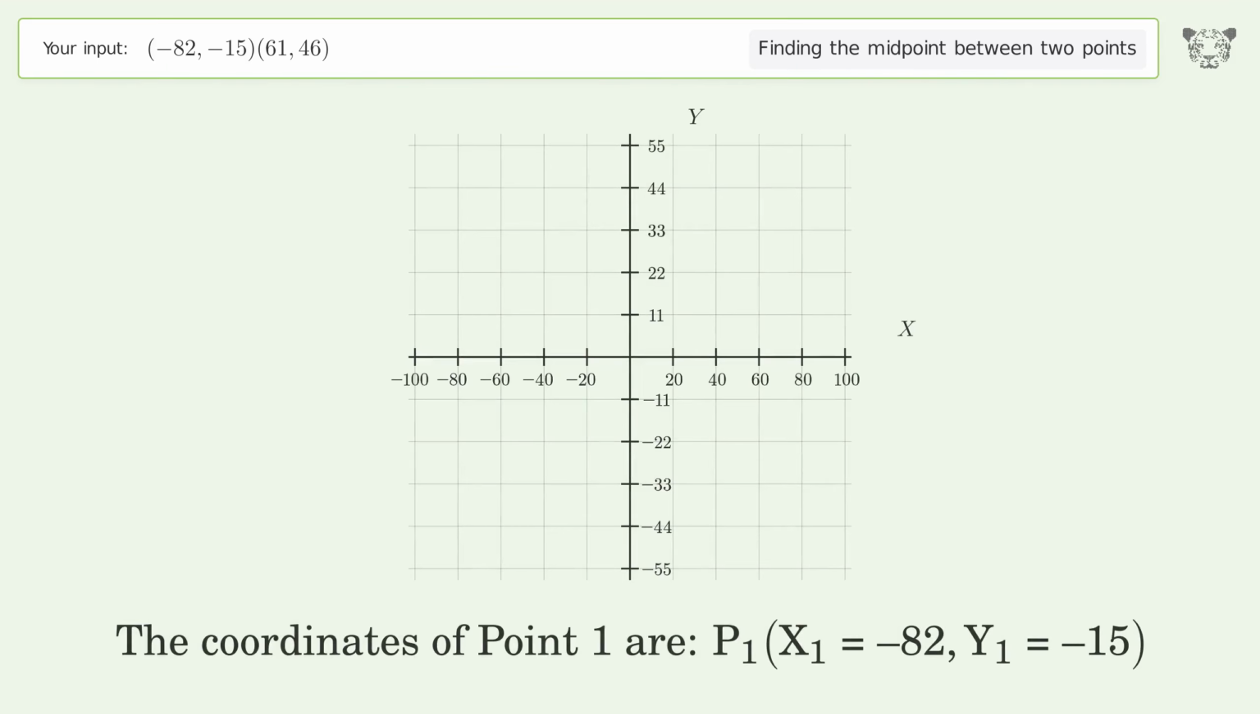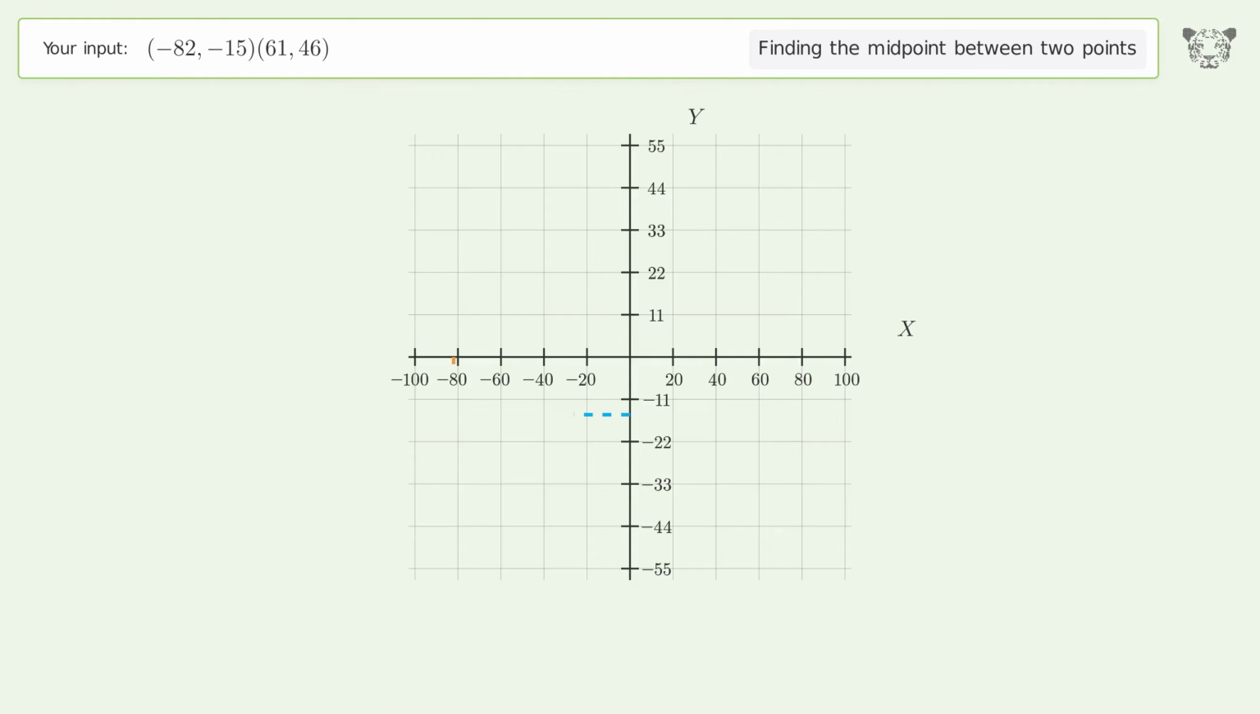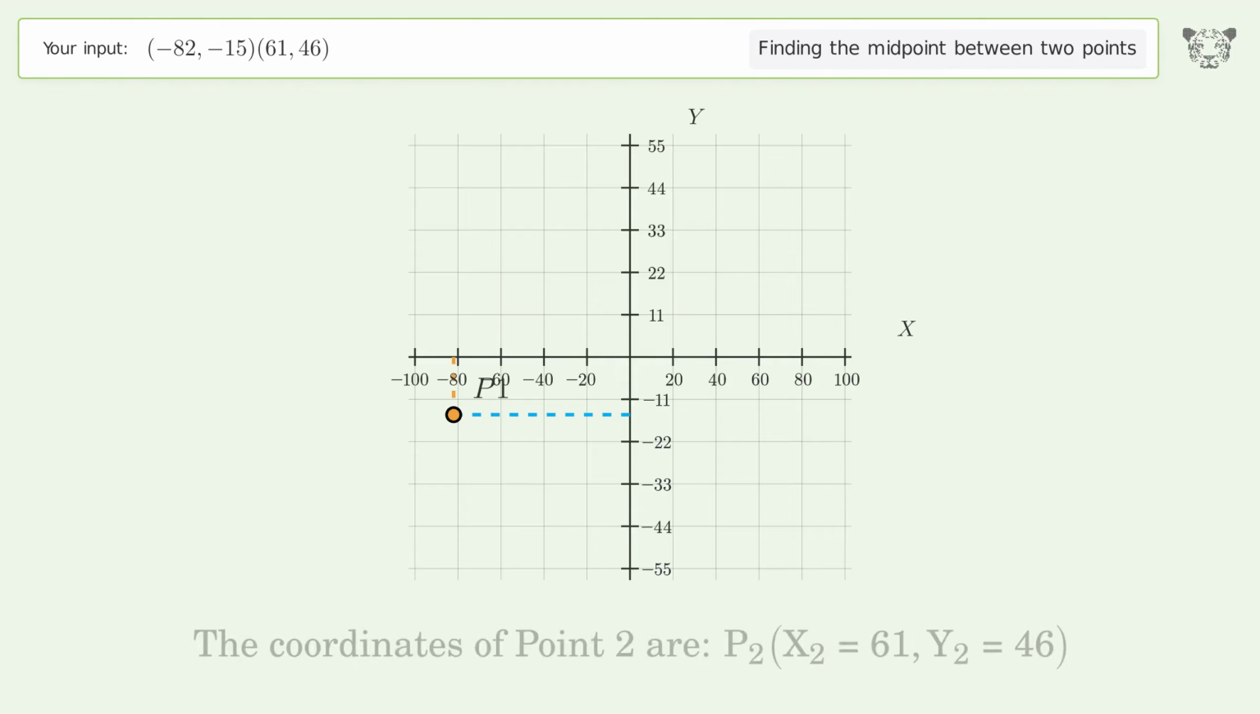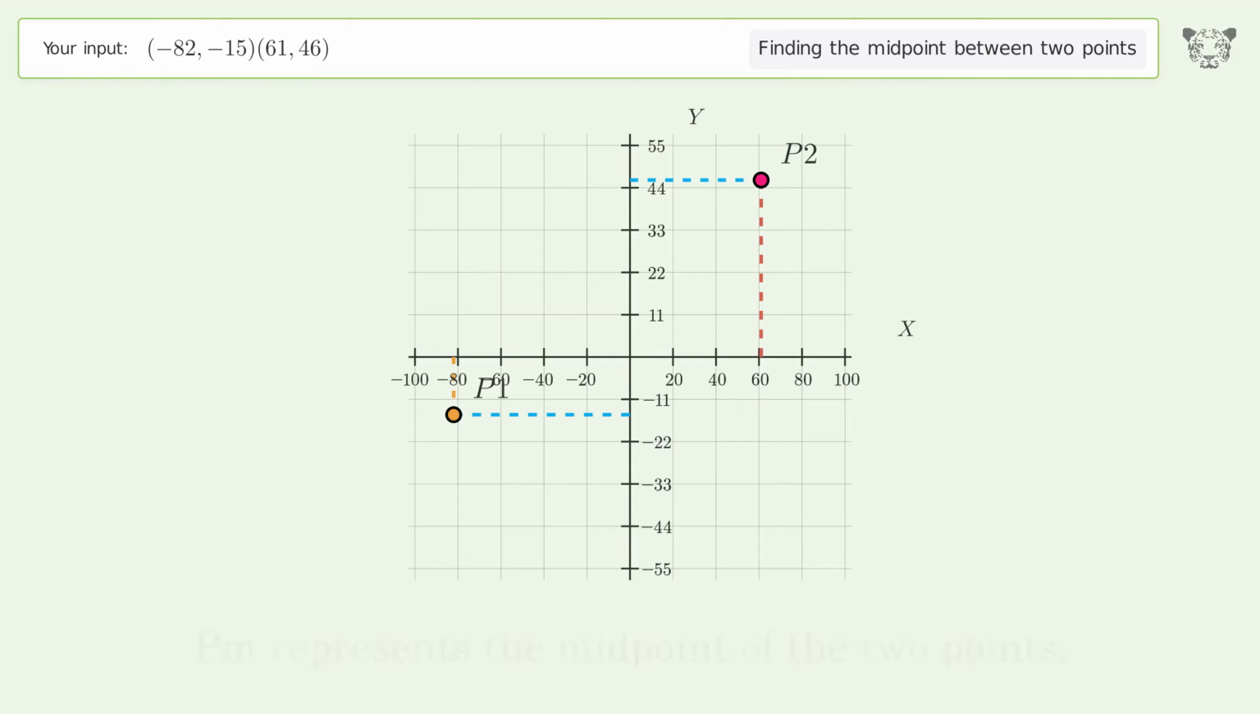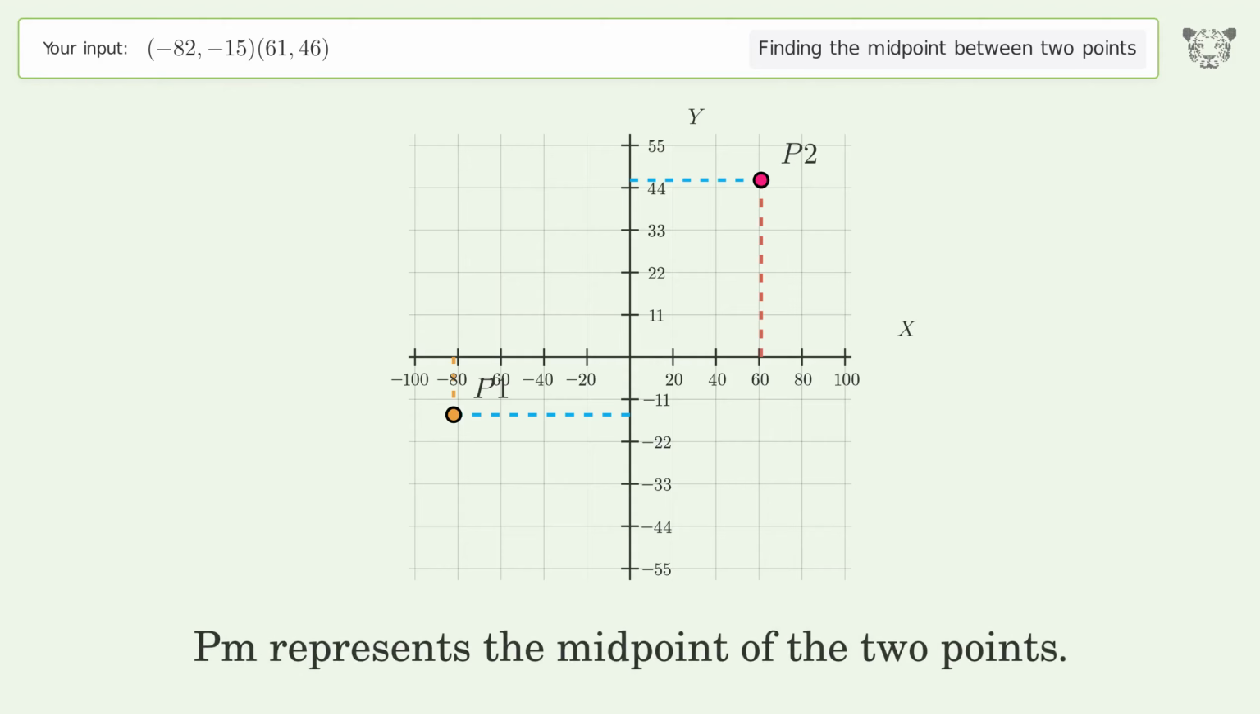The coordinates of point 1 are, x1 equals negative 82, y1 equals negative 15. The coordinates of point 2 are, x2 equals 61, y2 equals 46. PM represents the midpoint of the 2 points.